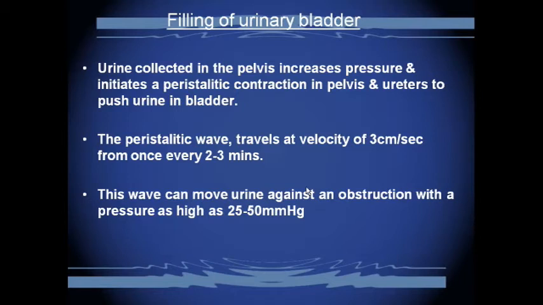So the peristaltic waves travel at a velocity of 2 to 3 centimeters per second. Every 2 to 3 minutes there will be a peristaltic wave which will travel at a velocity of 2 to 3 centimeters per second. So this wave can move urine against an obstruction. If there is a small obstruction, this peristaltic wave can still move urine in the ureter with a pressure as high as 25 to 50 mm of mercury.